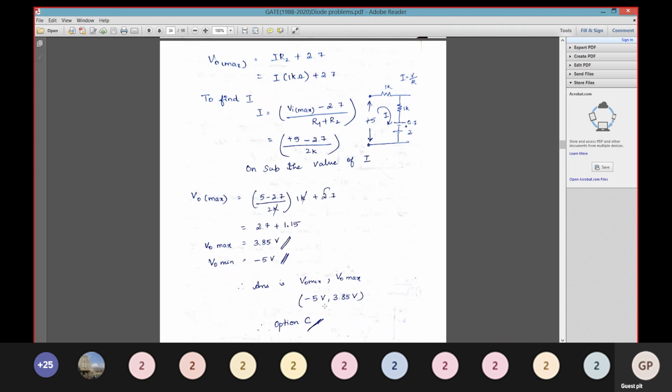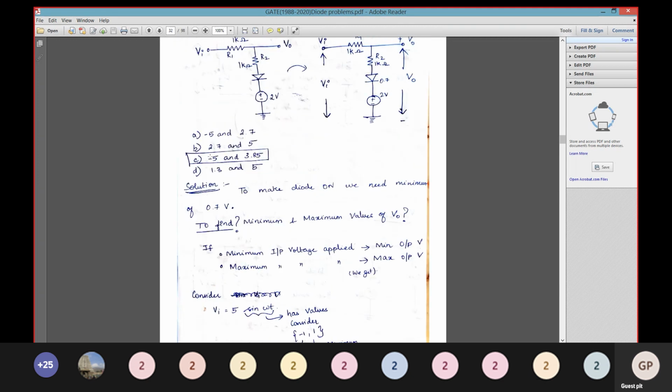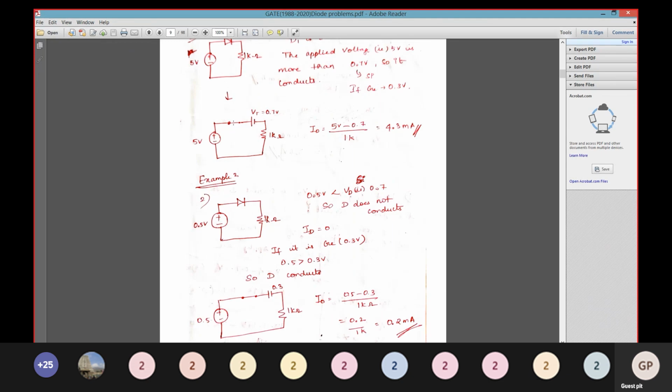Okay, so what is the minimum value required? The minimum value is minus 5 and the maximum value is 3.85. So just check for the answer. If it is a germanium diode, it is 0.3, and for silicon it is 0.7.